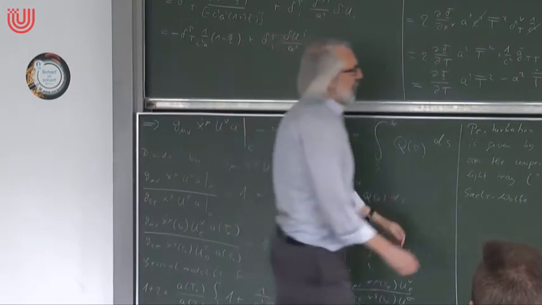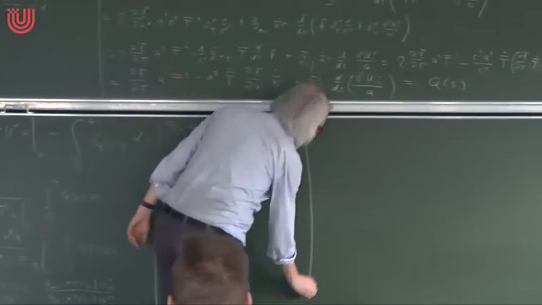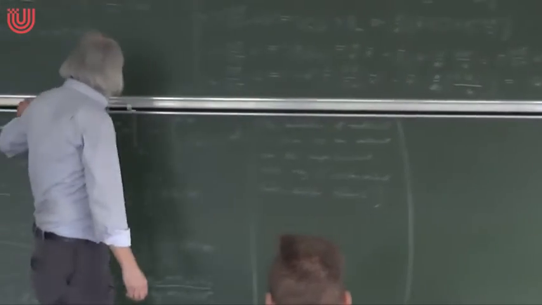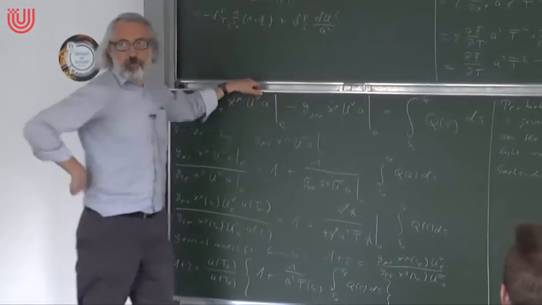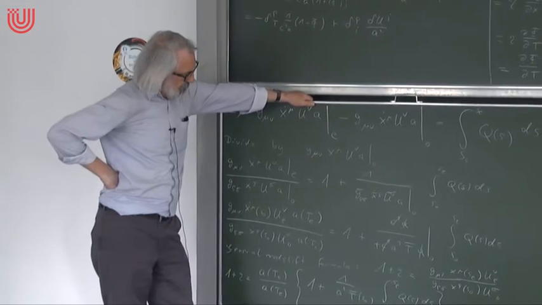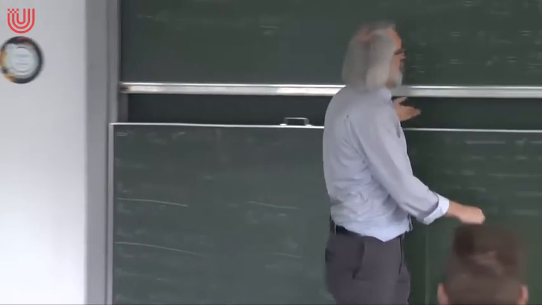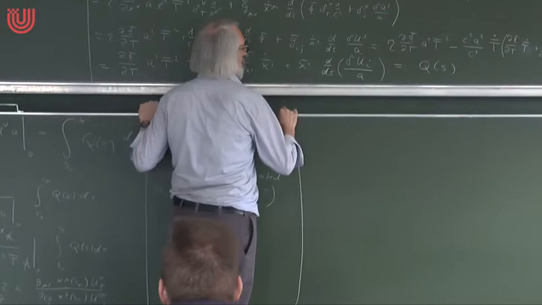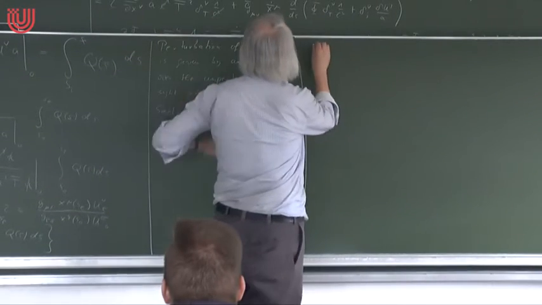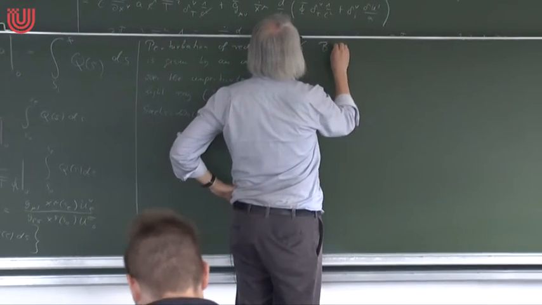Okay, so I'm planning to leave perturbation theory at this point. Any questions on the perturbation theory? If not, I will now spend more or less the rest of the term with Bianchi models. So 6 is Bianchi models.